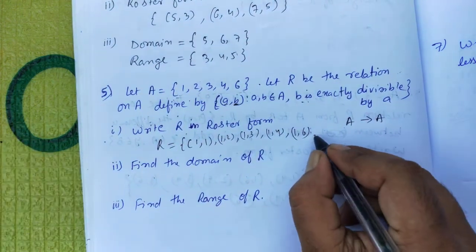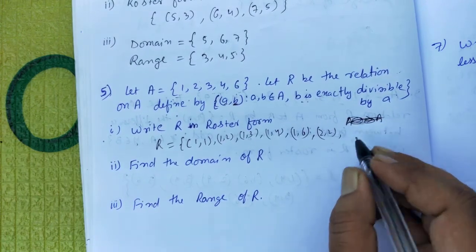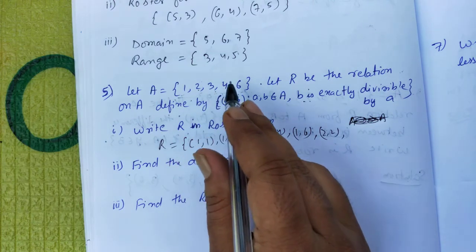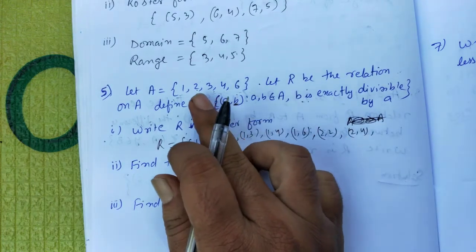Then I can write 2, 2. Then 2 cannot divide 3. 2 can divide 4. So 2, 4. And 2, 6.